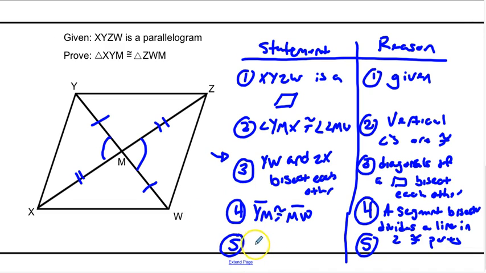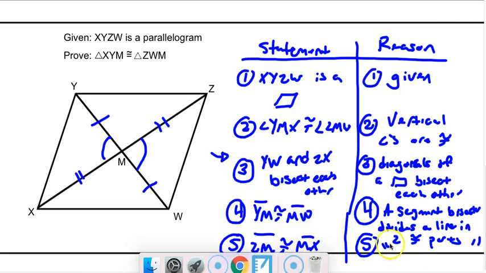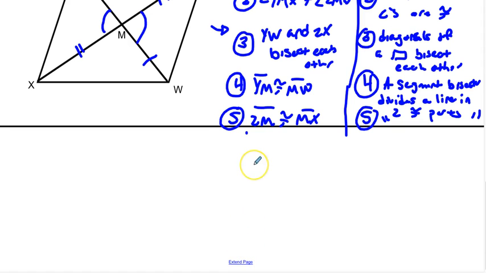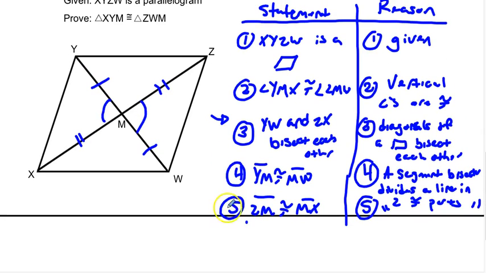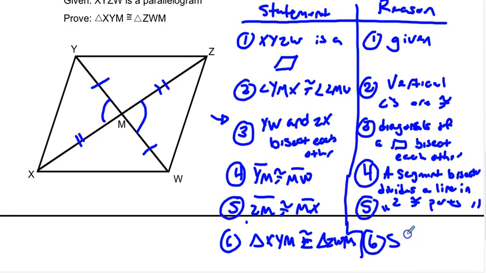Okay? Now we're going to do the same thing for ZM is congruent to MX. The reason is exactly the same, so I'm just going to use the quotation marks. Same reason. And then finally, we can write our conclusion, which is step 6: triangle XYM is congruent to triangle ZWM, and that's because of side angle side congruence. And like I said, that's one way to do this proof. I like this way to do the proof. It's pretty easy, but there's different ways to do it, and that's just one of them.